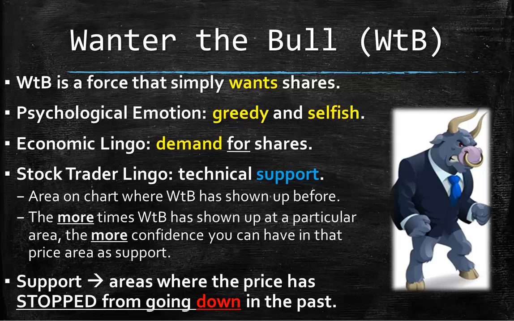Now, in terms of stock trader lingo, this is what we call a technical support. A support is just an area on the chart where Wanter the Bull has shown up before. The more times Wanter the Bull has shown up at a particular area, the more confidence you can have in that price area. Well, let me go and then I'll start drawing some pretty pictures. At the end of the day, to hit you right between the eyes with it, a support is simply an area where the price has stopped from going down in the past.